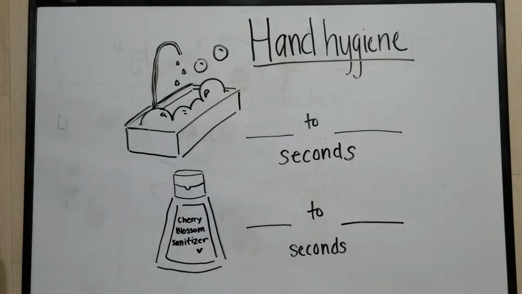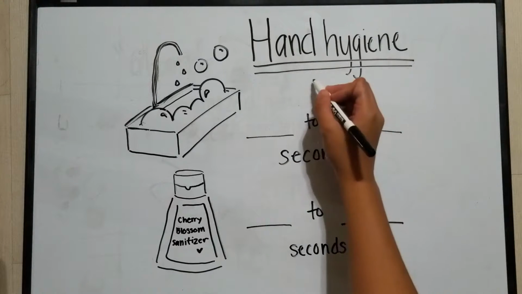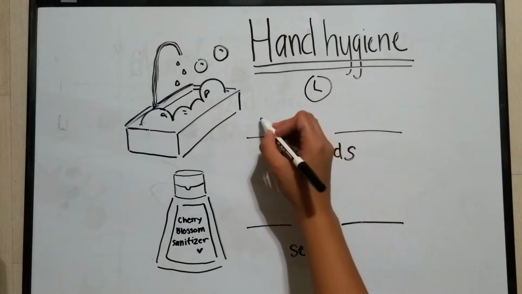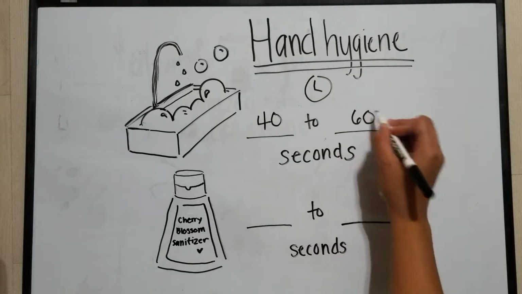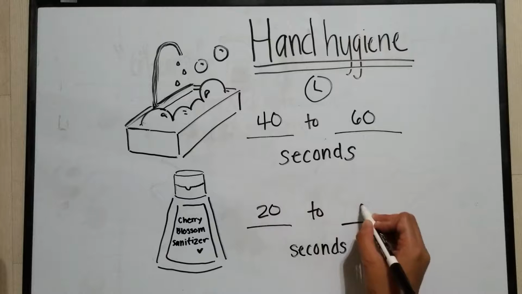For all patient care activities, good hand hygiene is needed for infection control. This procedure should take 15 to 60 seconds. When using soap and water, hand washing may be anywhere from 40 to 60 seconds. Hand hygiene with sanitizer may be used for 20 to 30 seconds.